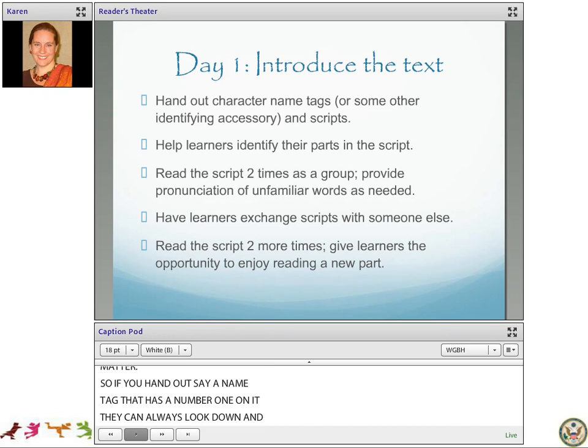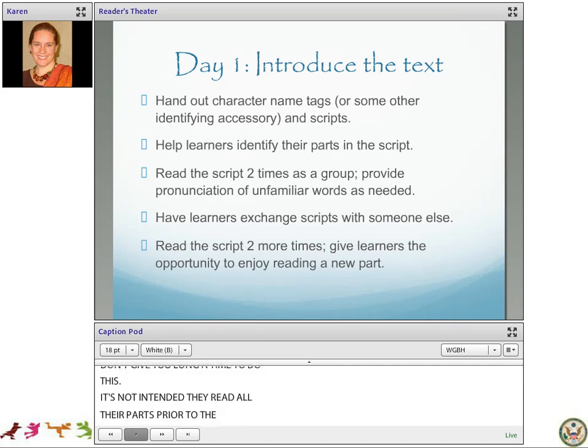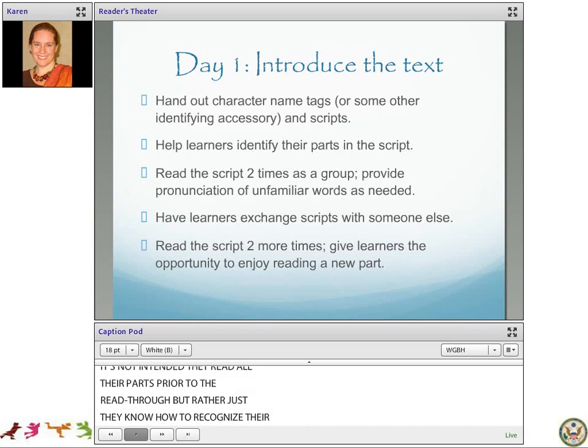The next step would be to help learners identify their parts in the script. Don't give too long a time to do this. It's not intended that they read through all their parts prior to the read-through, but rather just that they know how to recognize their part. Meaning if their part is identified as reader number 1 and it's a bolded reader number 1, they can then scan down and find each time that occurs.